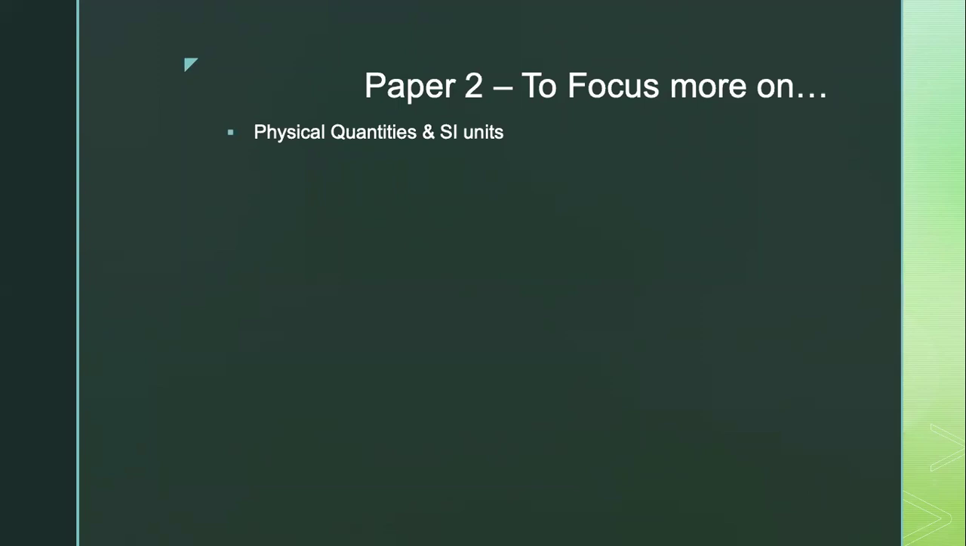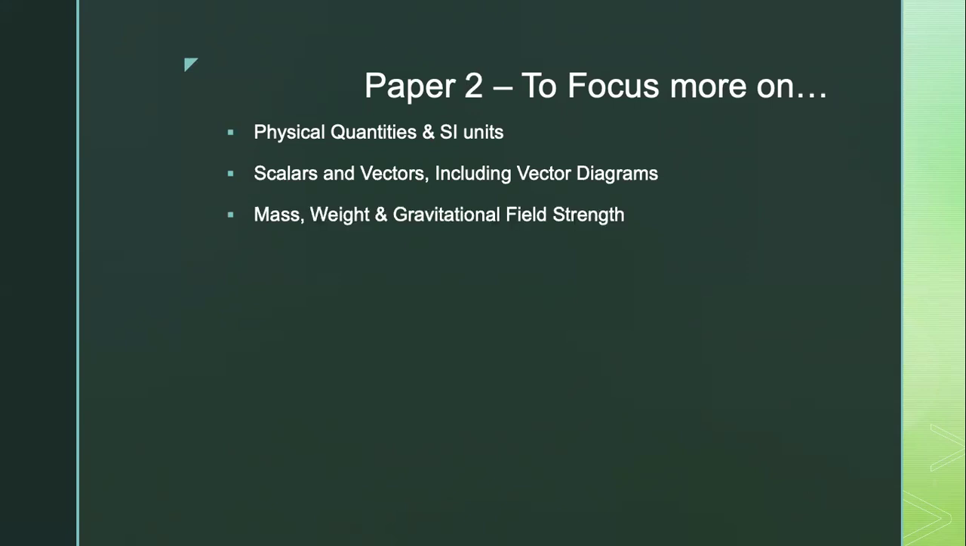The topics that were not heavily tested or not tested will be physical quantities and SI units, scalars and vectors. Pay attention to vector diagrams. This was completely left out last year. Mass, weight, and gravitational field strength, as per normal. This is an important concept that will always be tested in physics.